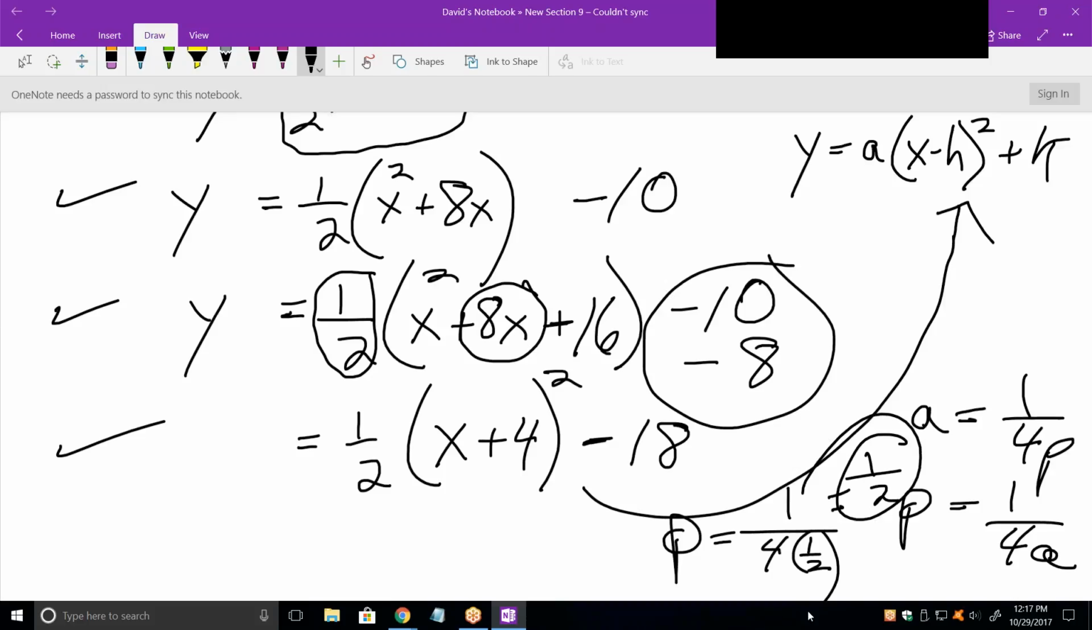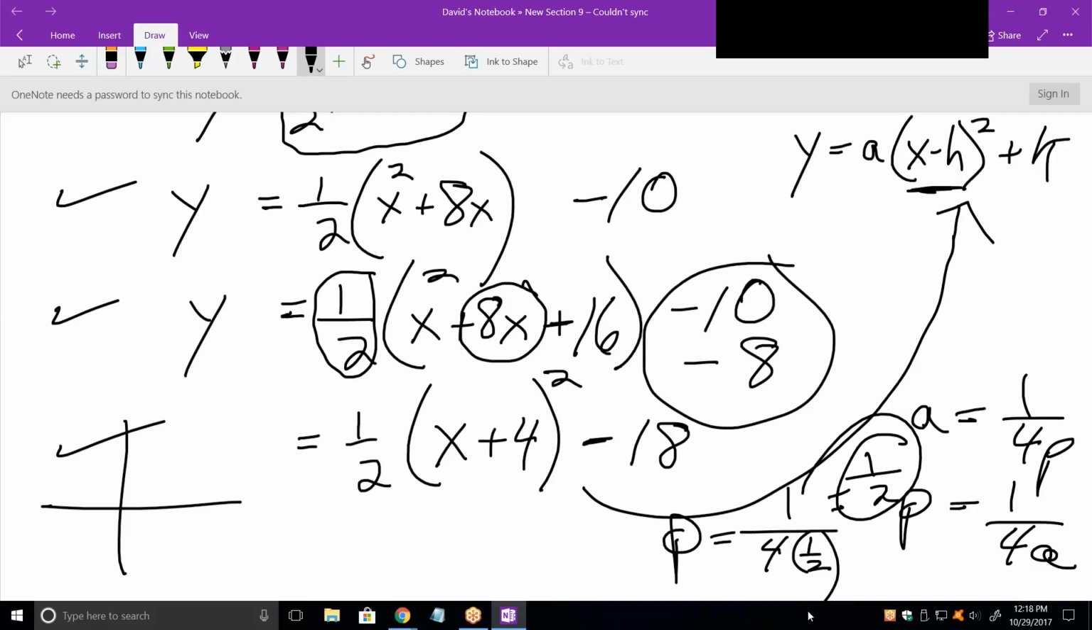Now, what that means, if I go to graph this thing, the vertex is at H and K. Well, H is negative 4. K is negative 18. You see why H is negative 4 and not positive 4? Sorry. Here's the standard format, x minus h. We're looking at x plus 4. That means h has to be negative 4.